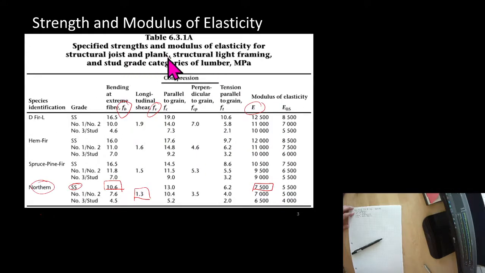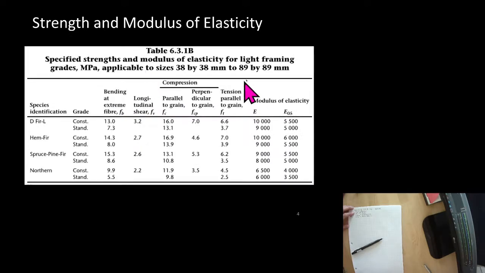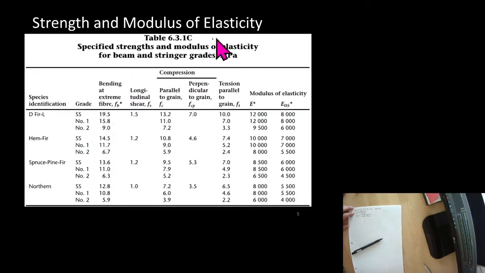This is the joist, plank, light framing, and stud table. That's not what we need. This is the light framing, which we said we wouldn't even be using because we're not looking at construction and standard grade. Here we are: beam and stringer grade.